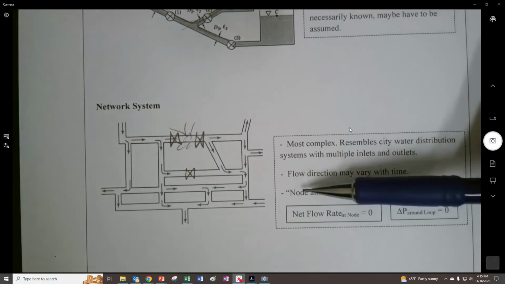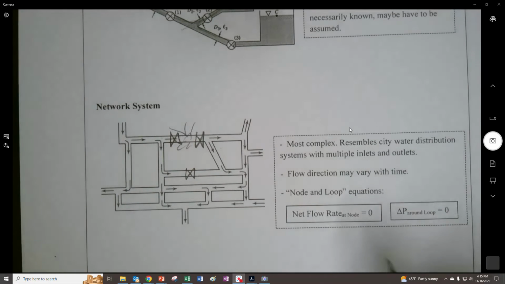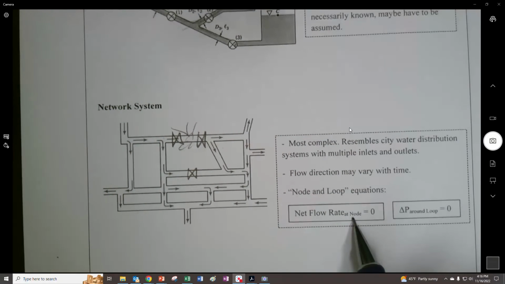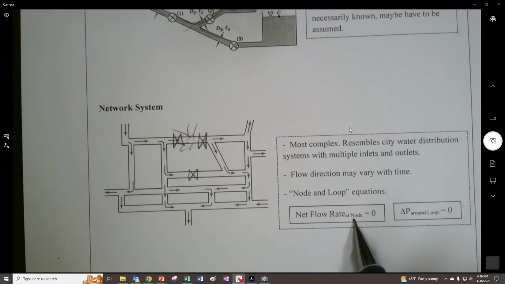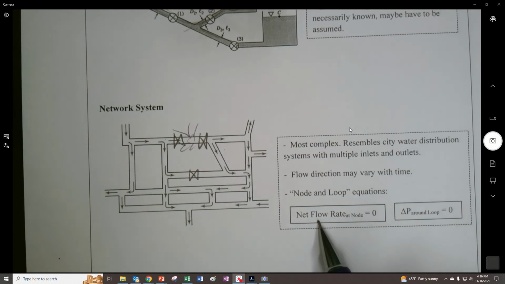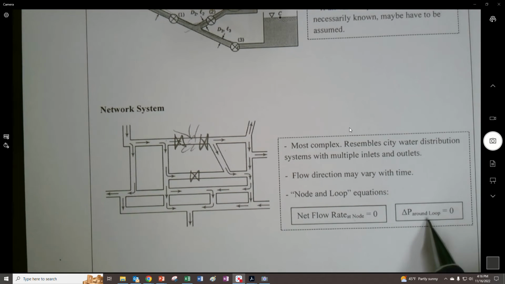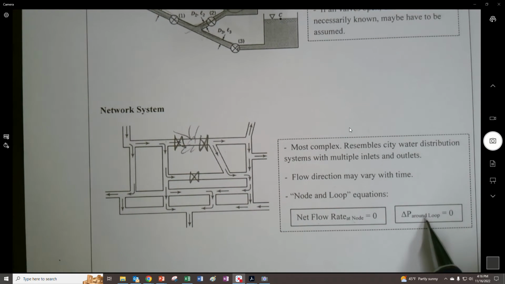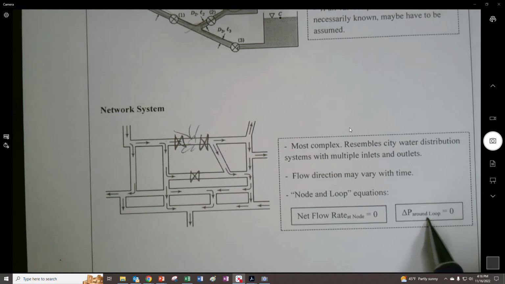What we end up doing is having node and loop equations, which are really the Kirchhoff current and the Kirchhoff voltage equations, right? So you could have something in at a node, which is the current equation, or rather it should be the flow rate, right? And then you could have around a loop, which is the Kirchhoff voltage law, right?